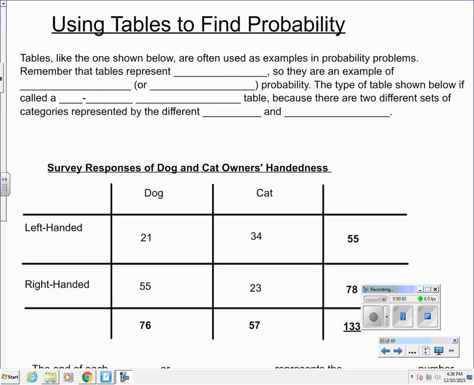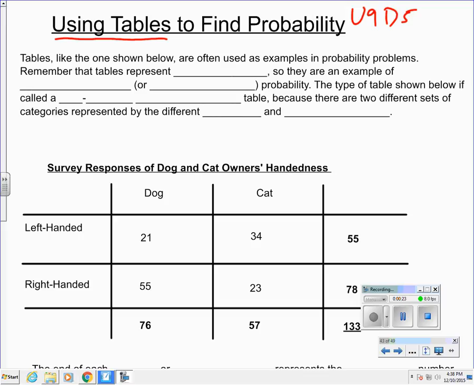This is our video for Unit 9, Day 5. This is the last video for the unit and last video for the semester. What we're talking about today is all the different types of probability we've talked about so far, but now using tables for those types of probability.